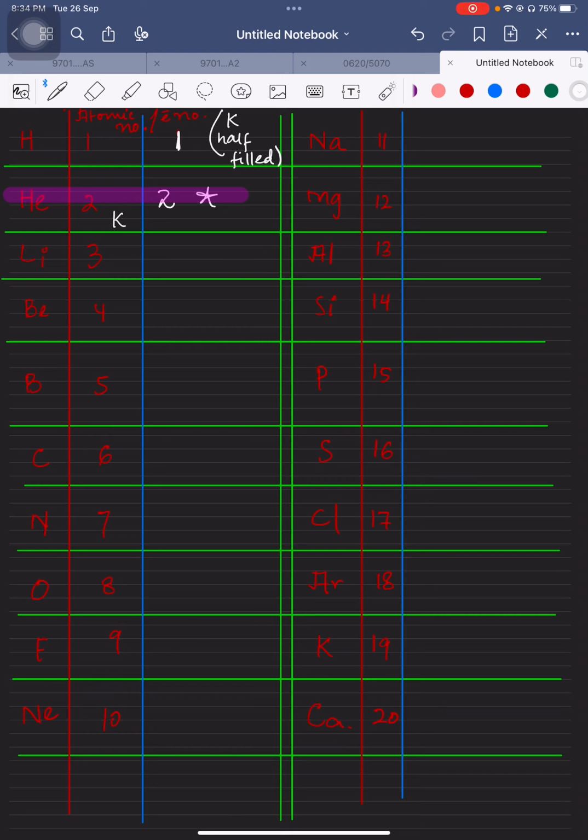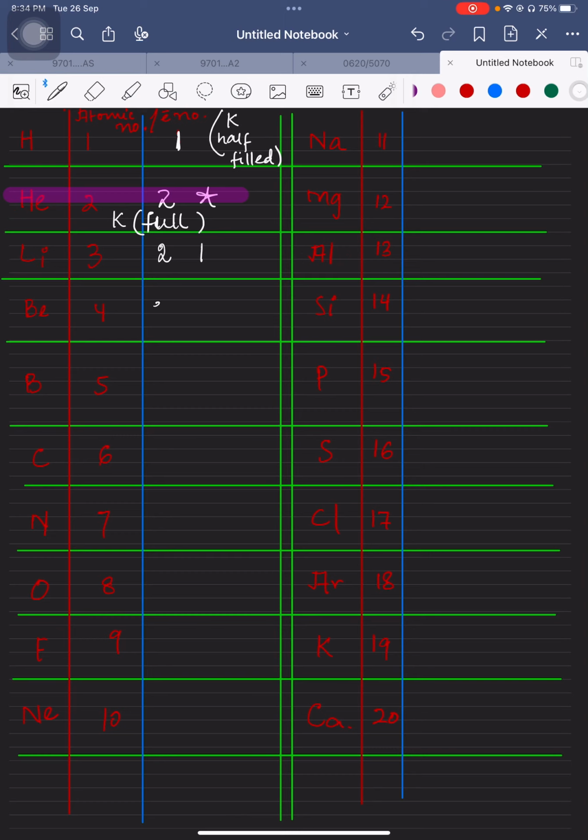K is a full shell, so that's why K is full, and that's why we can say that it has a star. Why? Because it has reached the complete electronic configuration for the K shell. In case of lithium, how many electrons are there? Three. So where are we going to fill the electrons? First we fill two electrons in K, and then one electron in L. So the L shell starts from lithium.